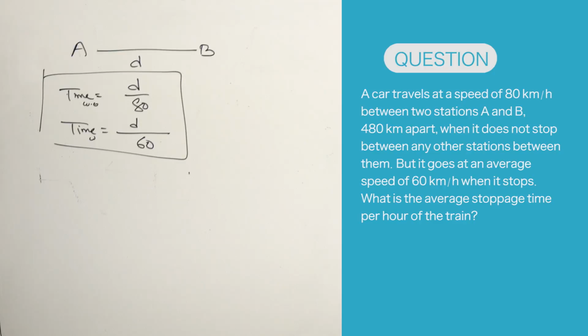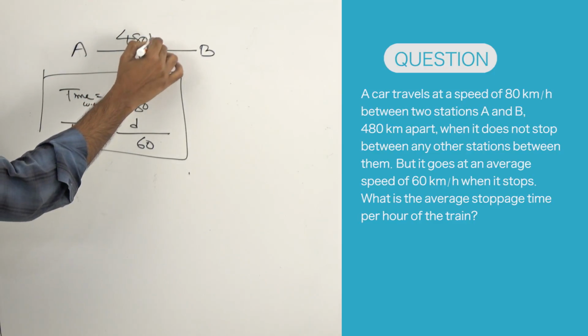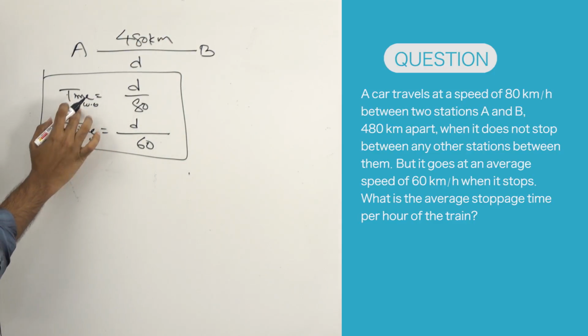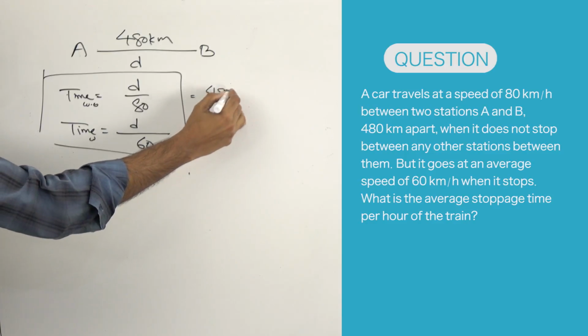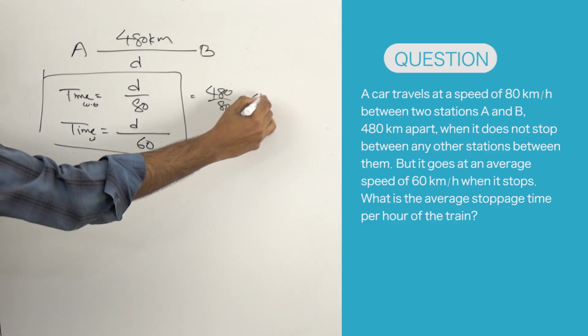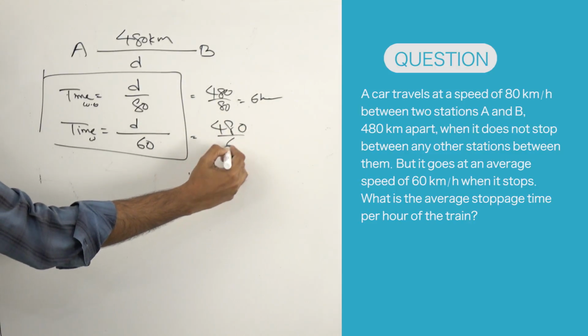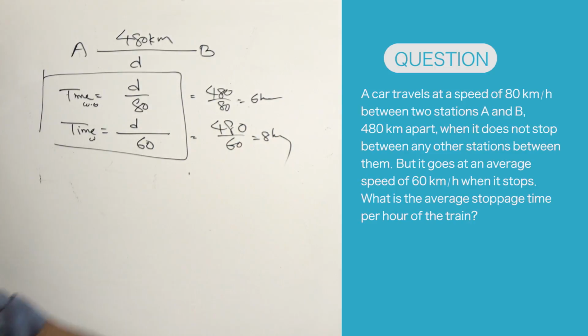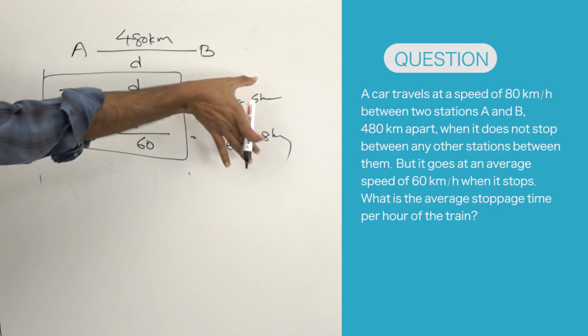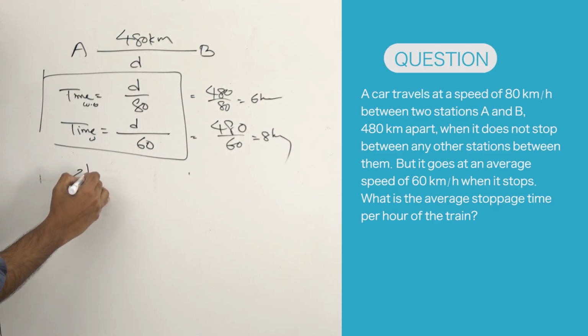Here D is already given as 480 kilometers. So time without stoppage would be 480 divided by 80, that is 6 hours. Whereas time with stoppage would be 480 divided by 60, which is 8 hours. Now the difference is nothing but 2 hours.